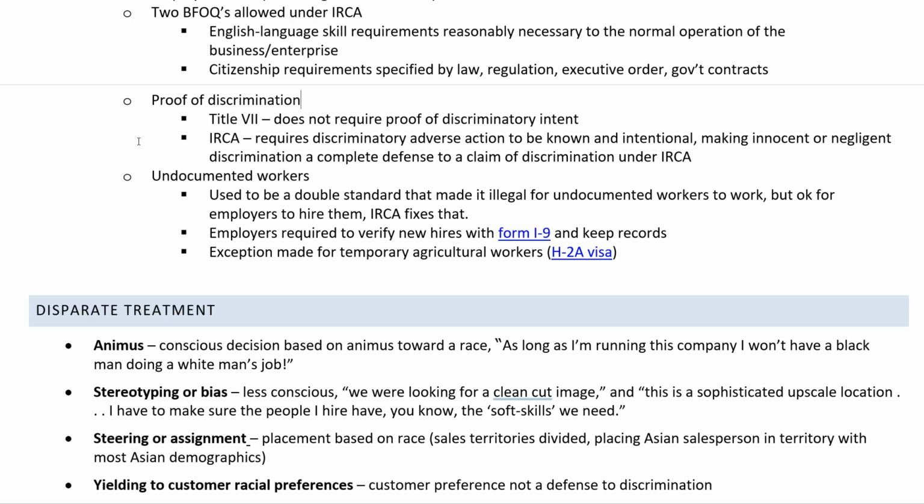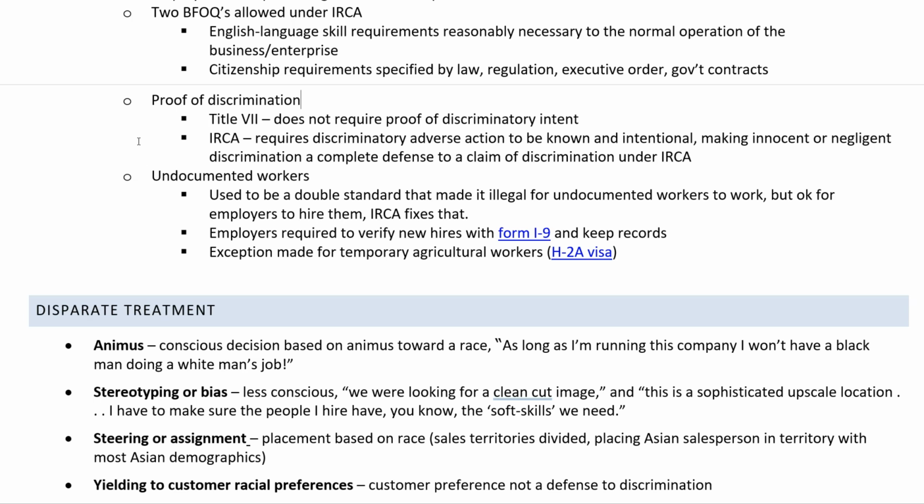So an employer is required to verify new hires with this Form I-9, and I give you a link to where you can go actually download the form. I think you can do it electronically nowadays. And there's an exception made for temporary agricultural workers working under this H-2A visa.